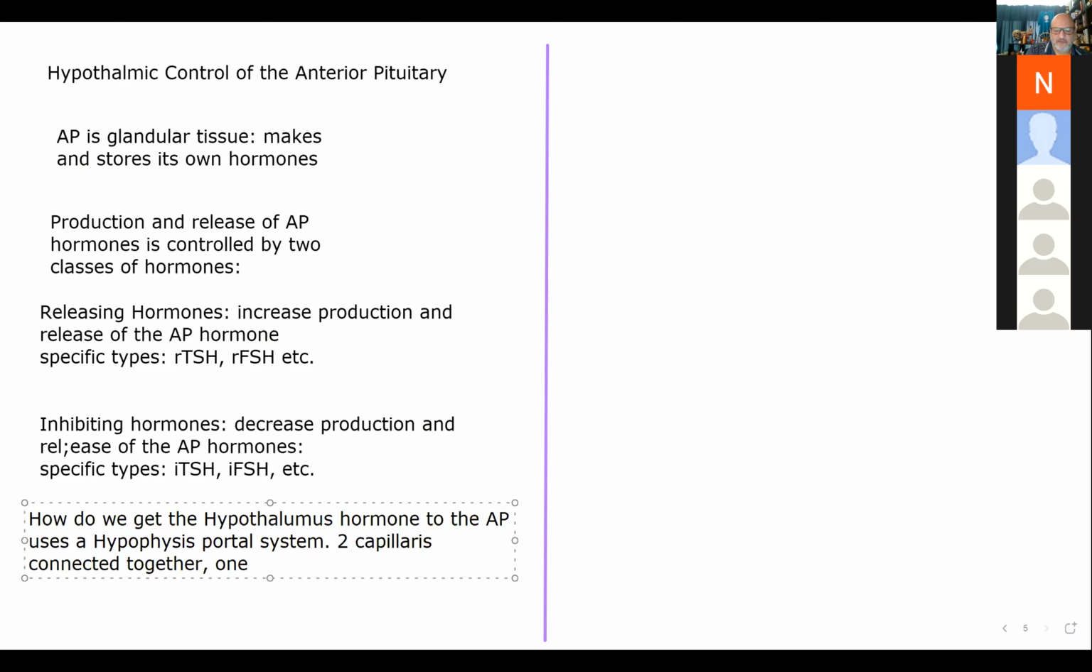All right, one in the hypothalamus and one in the anterior pituitary. So capillaries, or exchange, take place. The releasing and inhibiting hormones get in at the hypothalamus, and they get out in the anterior pituitary. All right, that makes sense? Yes. That's the trickier process, right?